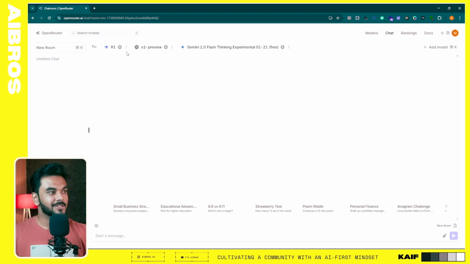It has its own suggestions: DeepSeek R1, OpenAI's O1, and Gemini 2.0 Flash Thinking are great at reasoning. By the way, if you have not seen my video on Gemini 2.0 Flash Thinking, I've made a separate video on this model, and we have done quite a few tests with some logical and reasoning problems.